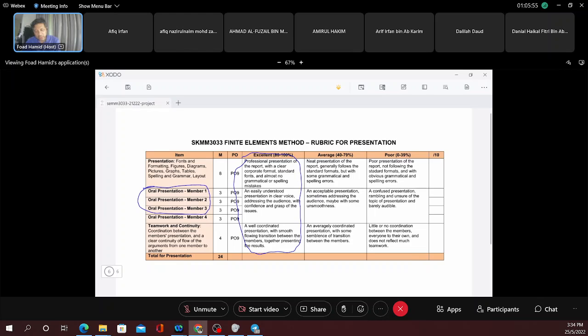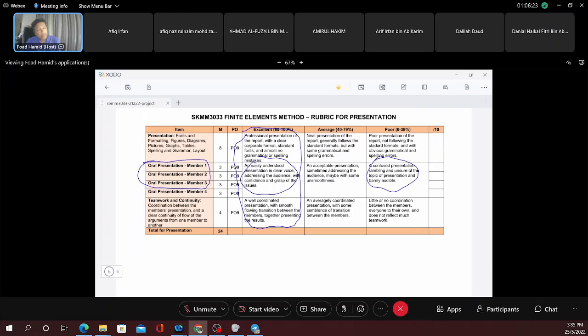Okay, an easily understood presentation in clear voice, addressing the audience with confidence and grasp of the issues. If I see a blank face, not confident, and they cannot explain, then it might not be this one. It must be this here. Confused presentation, rambling and unsure of the topic, barely audible. Speaking only to themselves, others cannot hear. Okay, so these are the rubric.